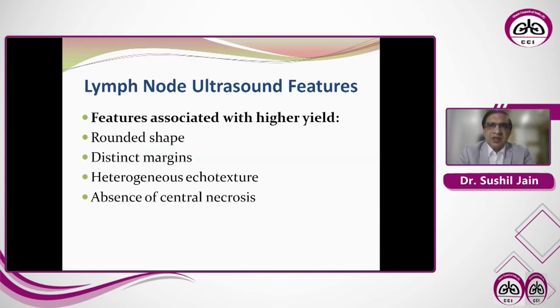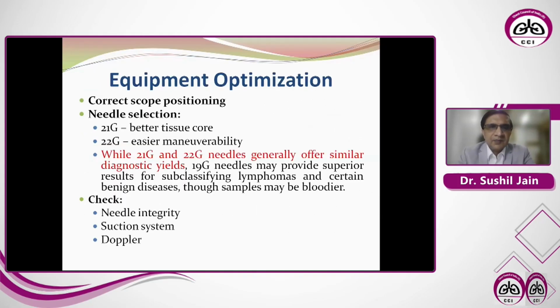Then comes the lymph node ultrasound features. This is again a very important thing to remember. Features associated with a higher yield are a rounded lymph node, distinct margins, heterogeneous echo texture, and absence of central necrosis. If we find a lymph node with these features, then the chances of success are much higher in these lymph nodes.